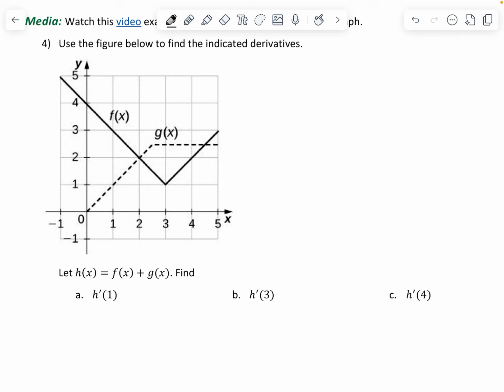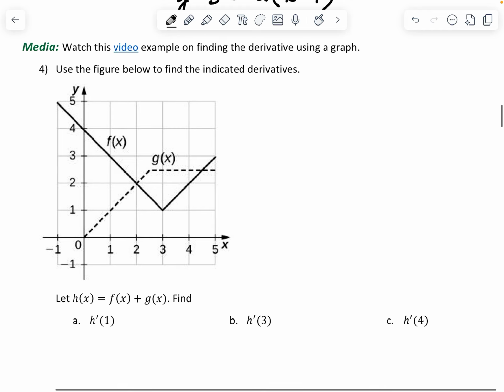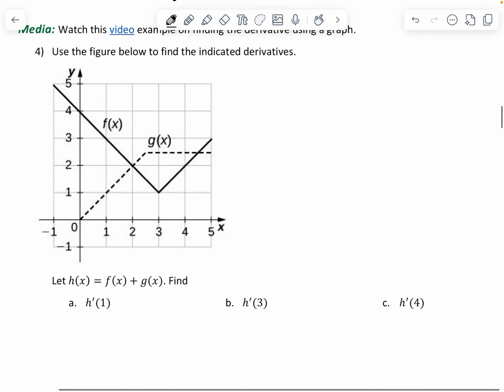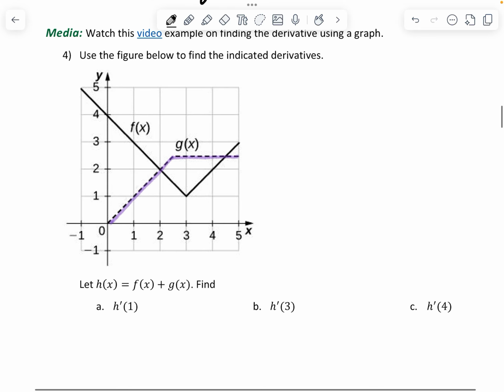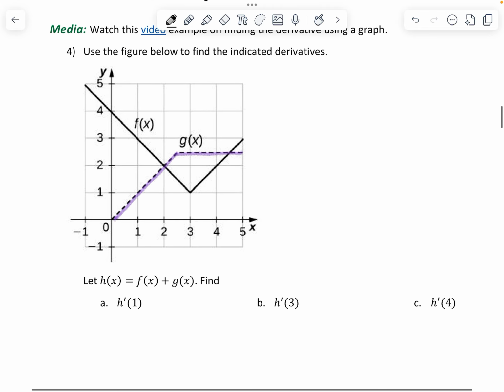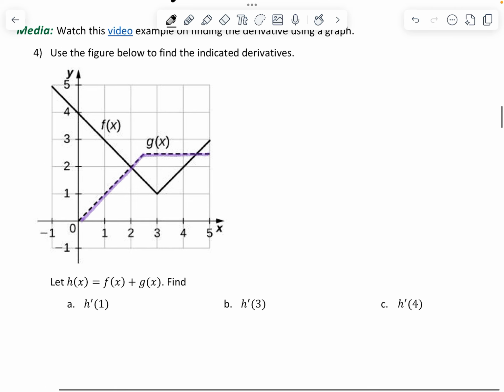Now you have to know that h of x is equal to f plus g, right? And you're seeing a dashed line, but it must be continuous. I think they just did that. I'm not sure I like that they did that, but I'm going to put it in a different color instead, and I'm going to connect it because in order to be differentiable, the function must be continuous. I'm thinking that probably wasn't a great idea to do a dashed line, but I'm going to make it solid there. So we're going to use the figure below to find the indicated derivatives.